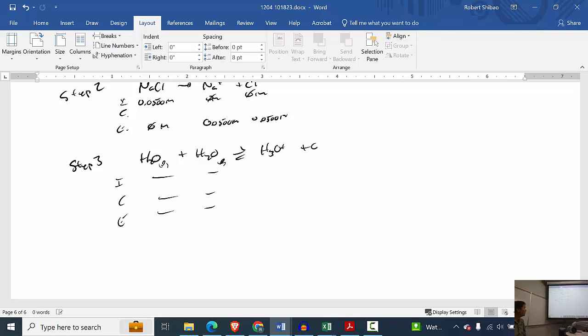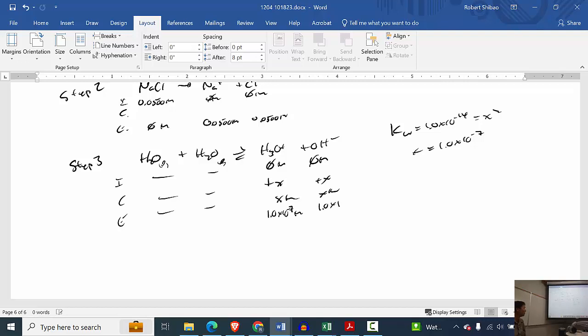Now here there's no common ion effect because we're starting off with 0 and 0. None of the previous steps contributed to any of these ions here. And if that's the case, then this is just going to be plus X, and we're going to get X molar and X molar. And then we have KW is equal to 1.0 times 10 to the minus 14, which is going to equal X squared, and therefore X is equal to 1.0 times 10 to the minus 7. This is the most hydronium we're going to get.